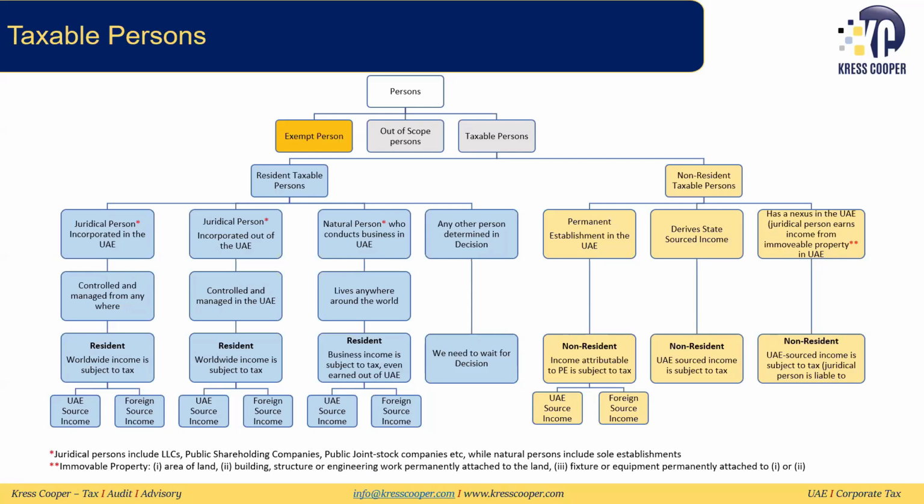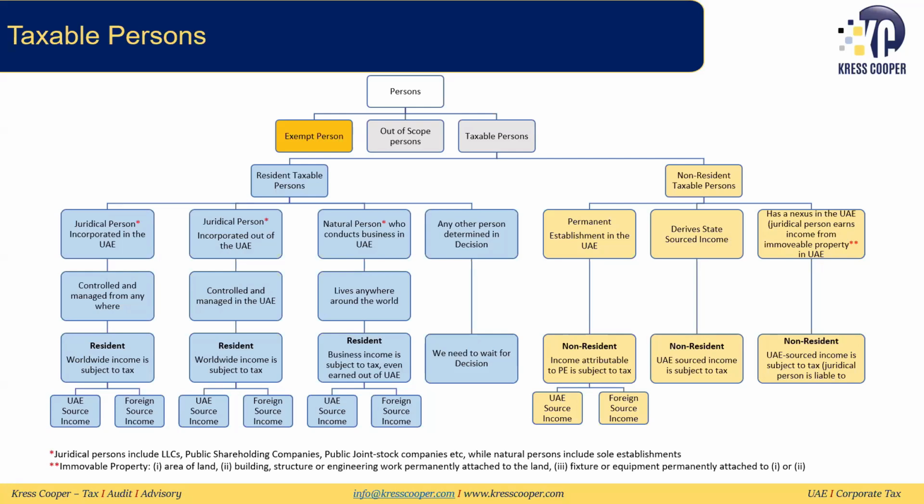If there's a natural person who does not conduct any business activity, like we just said, they're part of the out of scope person. But if they are conducting any business activity in the UAE, wherever they're living around the world, whatever business income they're earning, if it's crossing the threshold, they will be considered as resident, and that will be taxed here in the UAE.